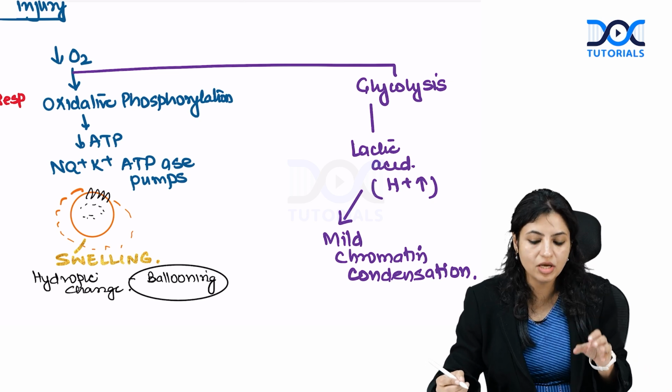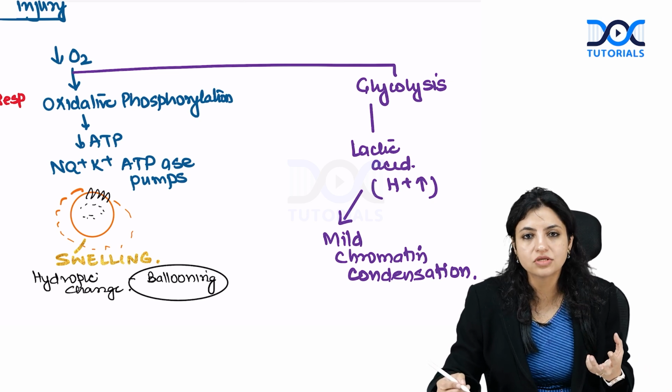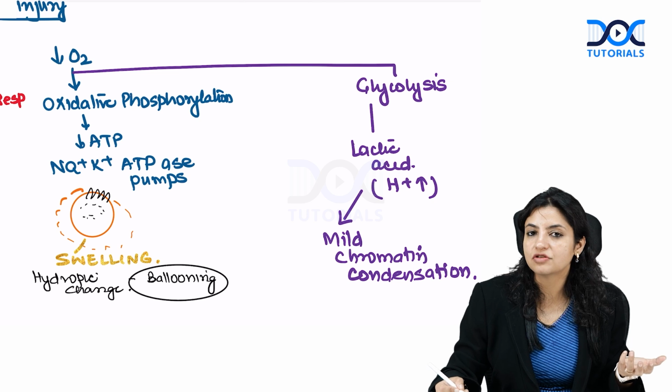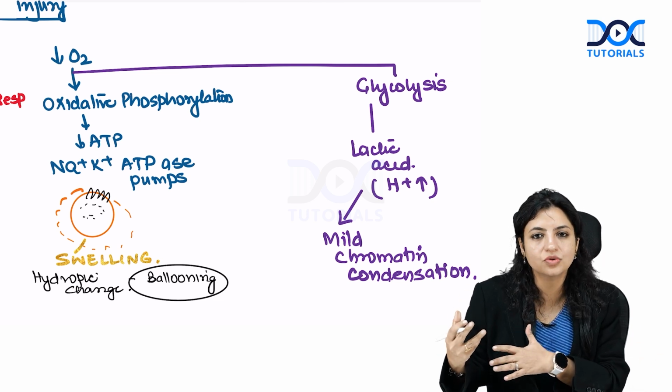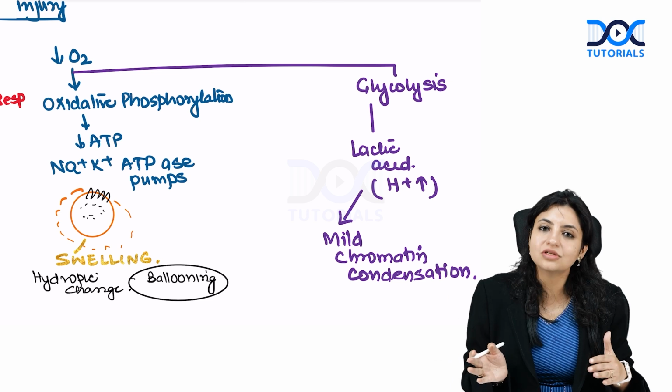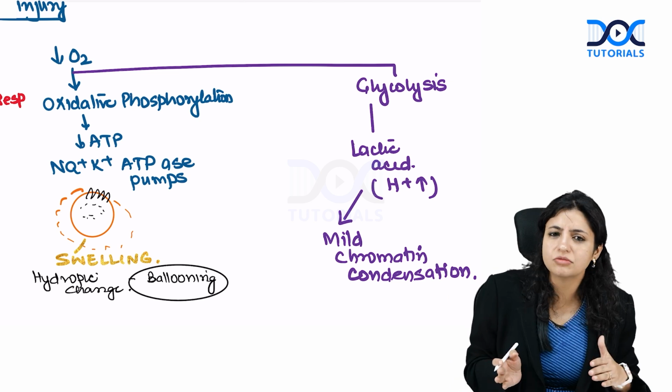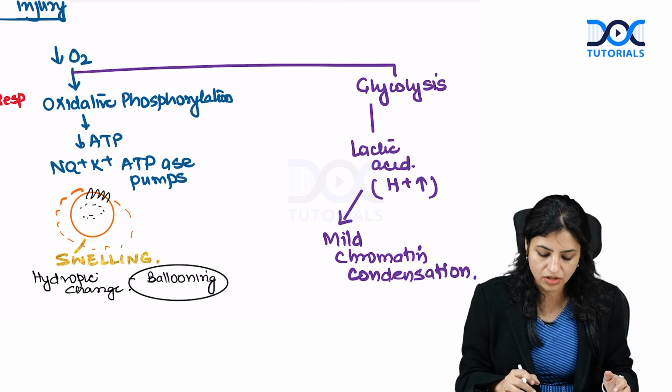Why is it reversible? Because if you start giving oxygen to the tissues, the oxidative phosphorylation will start and immediately the glycolysis will stop. So the acidity will reduce. That is why all the changes till here, wherever we are studying, are reversible. If you give oxygen, everything is going to revert.